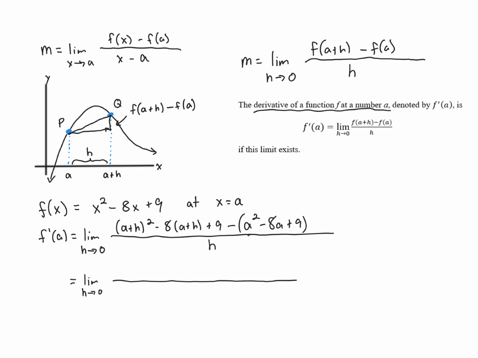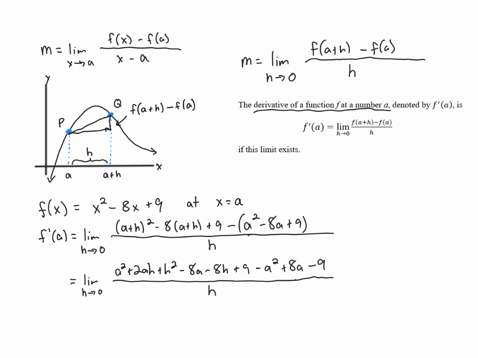We can FOIL out a plus h squared. We've seen that before. It's a squared plus 2ah plus h squared. And then when we distribute that negative 8 to the a and the h, that gives us minus 8a minus 8h, and then plus 9. And then when we distribute that subtraction to each of the terms in the second polynomial, that's going to be minus a squared plus 8a and then minus 9, all over h.